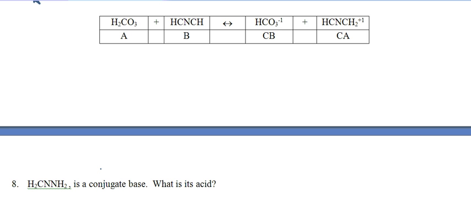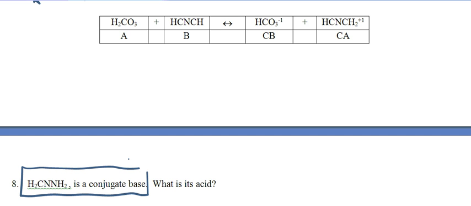Alright. I like these questions a lot. Here we go. We have H2CNNH2. We don't need to know the name of that. That's not one of our acids or bases that we need to know. It says it's a conjugate base. This is a conjugate base. It wants to know what is its acid.